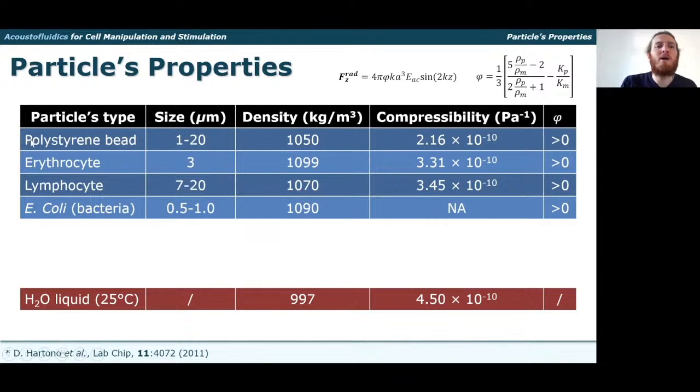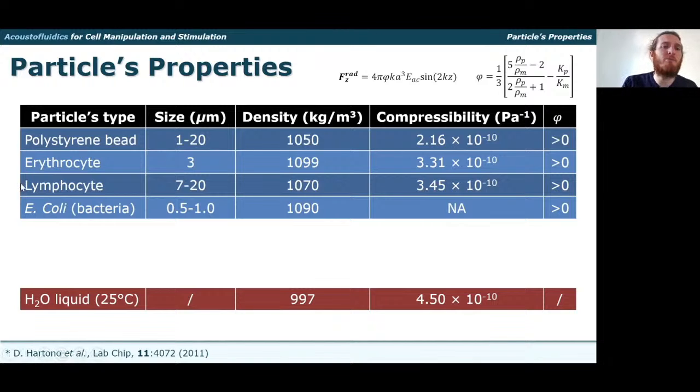So a first class of particles are polystyrene beads, which are often used to assess the functionality of a resonator once it has been developed. As you can see, the density of polystyrene is greater than the density of water. In this case, we are assuming liquid water at 25 degrees as the suspension medium for our particles. And the compressibility is lower. So this overall results in a positive contrast factor, which means that polystyrene beads will be moved towards the pressure nodes of a standing wave field.